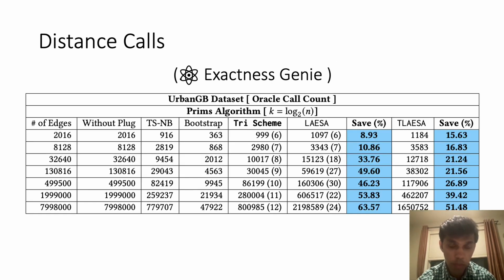Here is a glimpse of the distance savings that we obtained using the PRIMS algorithm. Here you can see multiple fields. We would like you to look at only the last four columns: the LESA, the save, the TLESA, and the save. You can see that as the scale increases, your distance savings go up, and it is doing incredibly well against LESA and TLESA, in the order of 60 to 51%, and even 63%, which is in the order of millions of distance calls.